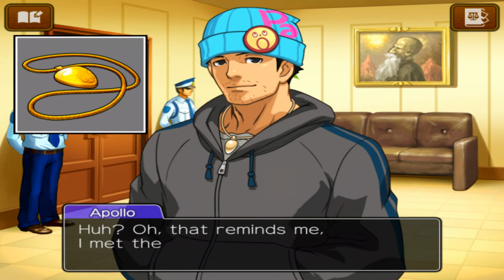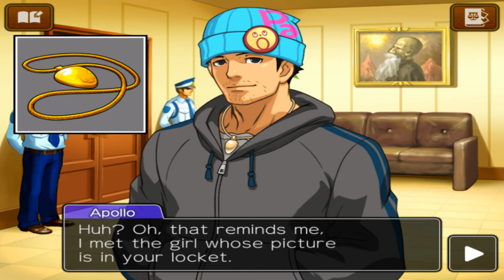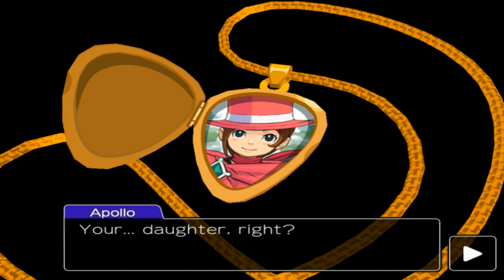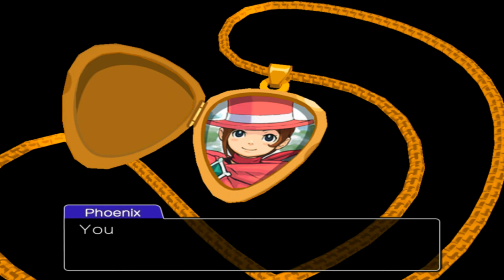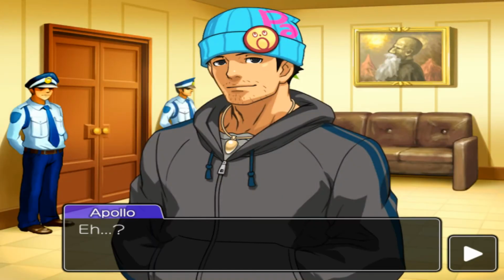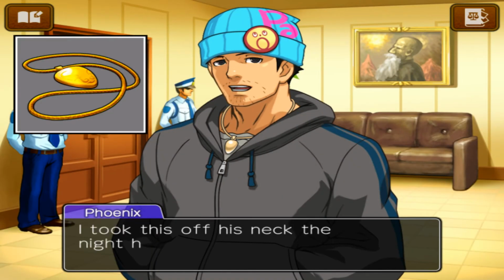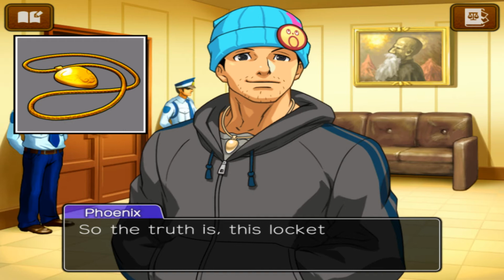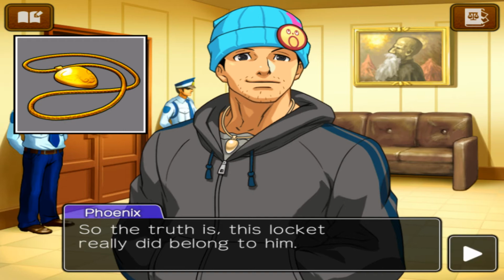Huh? Oh, that reminds me. I met the girl whose picture is in your locket. Your daughter, right? That's right, she's my daughter. You know, you were right about this locket. Eh? I took this off his neck the night he died, but it looks like our dear Russian scam artist saw me. So the truth is, this locket really did belong to him.